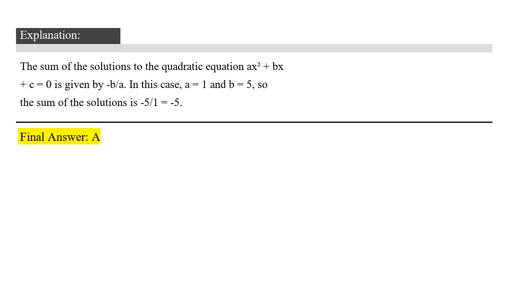The sum of the solutions to the quadratic equation ax² + bx + c equals 0 is given by -b/a. In this case, a equals 1 and b equals 5, so the sum of the solutions is -5 divided by 1, which is equal to -5.